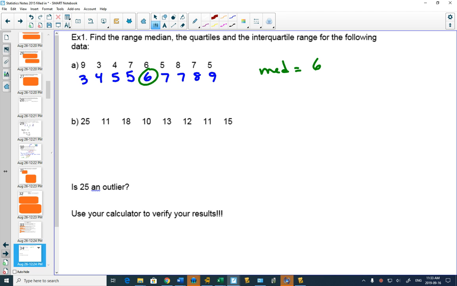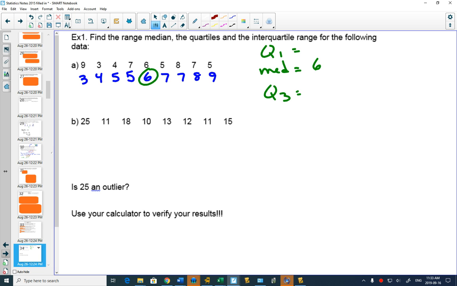You could use that formula: 9 plus 1 divided by 2 is 5. Or you could put up 9 fingers and see that the 5th one is right in the middle, 4 on either side. What about quartile 1 and quartile 3?